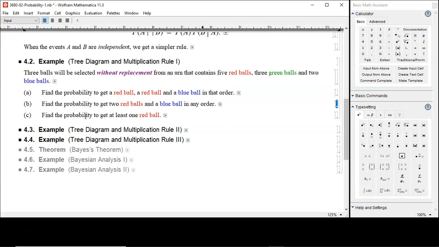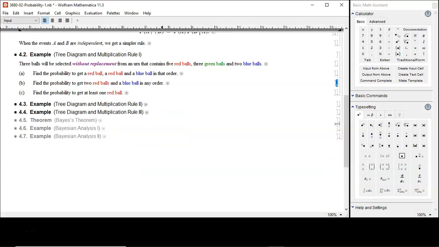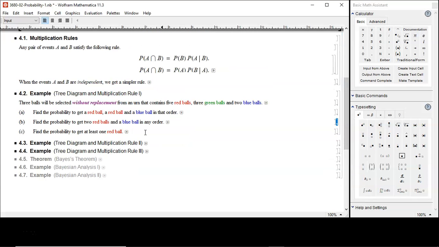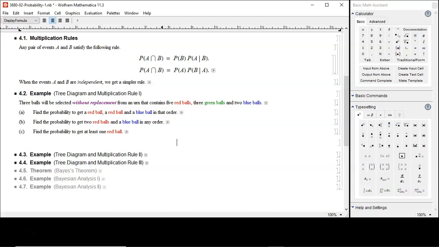One more problem here. Find the probability to get at least 1 red ball. I don't need these large fonts now. At least 1 red ball. So let's see. 1 red ball or 2 red balls or all 3 red balls. And that's going to be equivalent of 1 minus the complement probability.